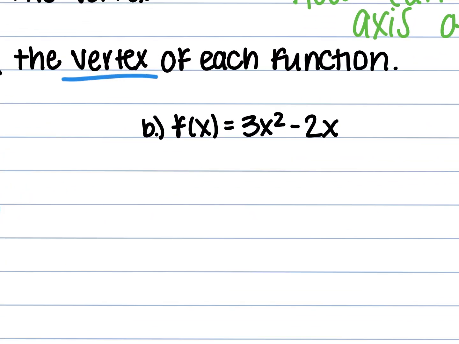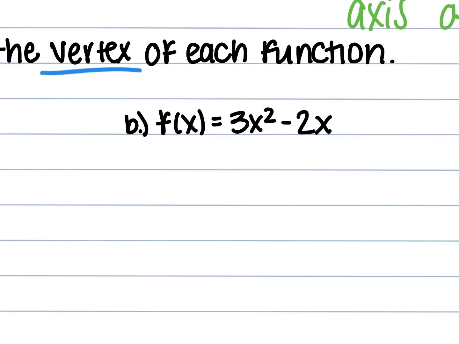We're going to do B now. Should we freak out because one of our terms is missing? Go for it. Let's see how you do on the test when you freak out. Okay. So let's identify our A, B, and our C. Alfonso, what's my A value? What's my B value? What's my C value?